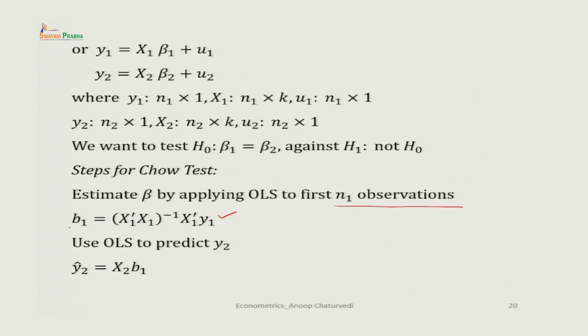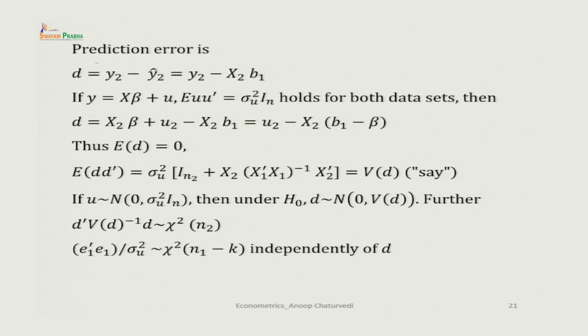Then we use this OLS estimator to predict y2. So, y2 hat is equal to x2 b1. This is the predicted value of y2 based on the first n1 observations. Then the prediction error is d equal to y2 minus y2 hat, or y2 minus x2 b1. This is the prediction error.